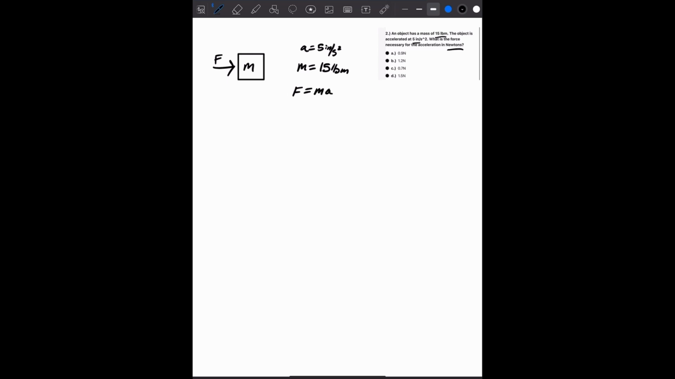So for this problem, it's very basic. All we're going to be looking at is solving for F. So we plug in, say F is equal to 15-pound mass times acceleration, which is 5 inches per second squared. One thing that we have to do here is convert inches to feet. So we're going to say 12 inches per 1 foot. Inches are going to cancel, so now we have pound mass feet per second squared, which is what we want here. So after we punch this in the calculator, we're going to get 6.25 pound mass feet per second squared.